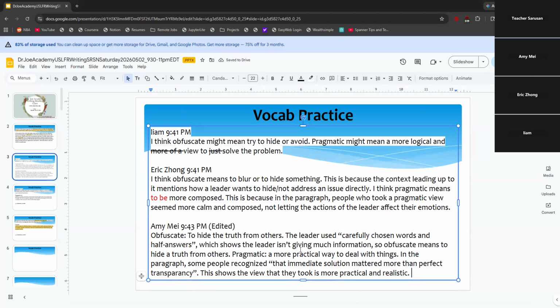So this is a really solid answer. Again, very good job to explain using parts of the story. So obfuscate, to hide the truth from others. The leader used carefully chosen words and half answers, which shows the leader isn't giving much information. So obfuscate means to hide a truth from others. Yeah, very good. Pragmatic, a more practical way to deal with things. In the paragraph, some people recognized that immediate solutions mattered more than perfect transparency, and transparency is spelled a little bit different. Transparency.